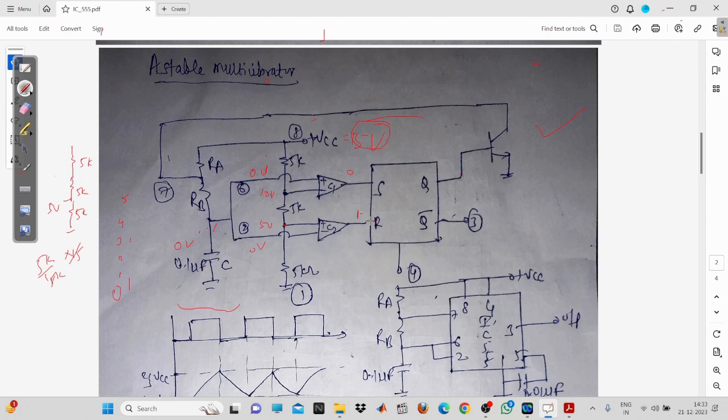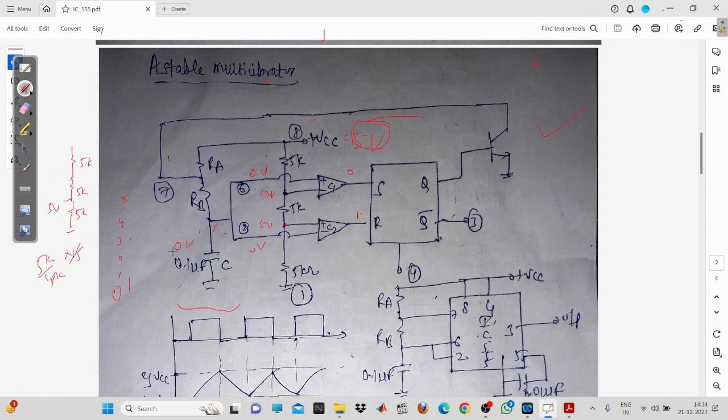So R will be equal to 1. It means that the output of the flip-flop will be equal to 0, because it is going to reset the flip-flop, and 0 means the transistor will be in the off condition. So there is no discharge path. Initially the capacitor is going to charge only. So the capacitor will be building a voltage. It is going to 1.